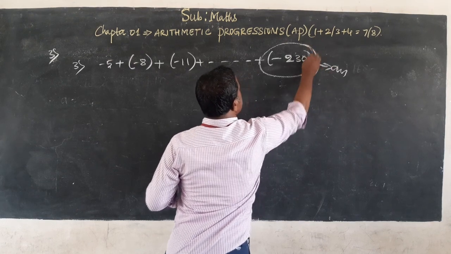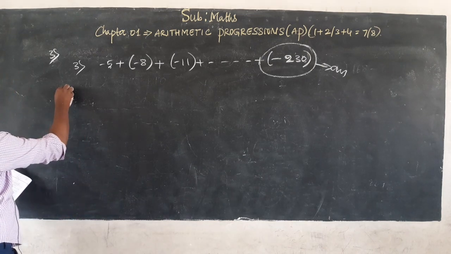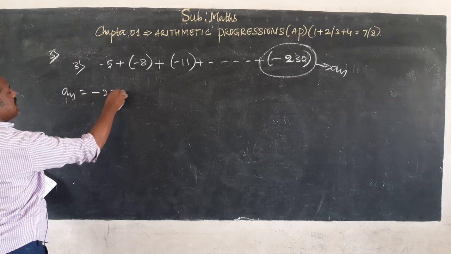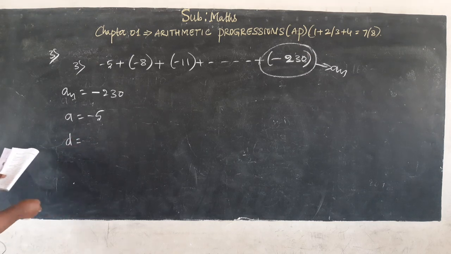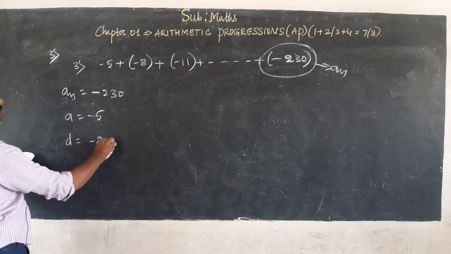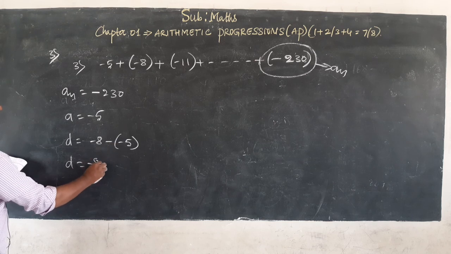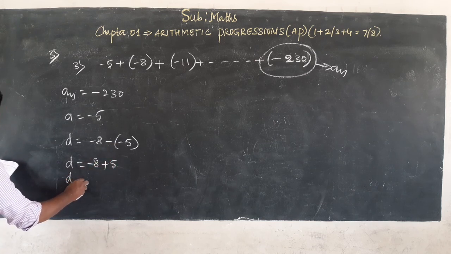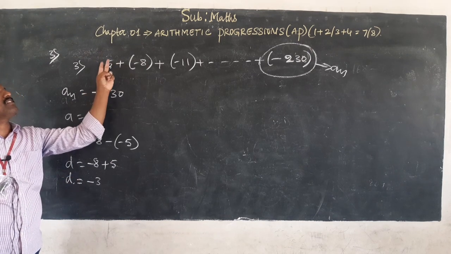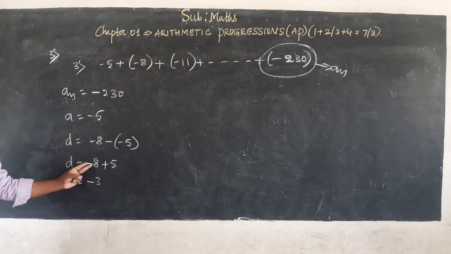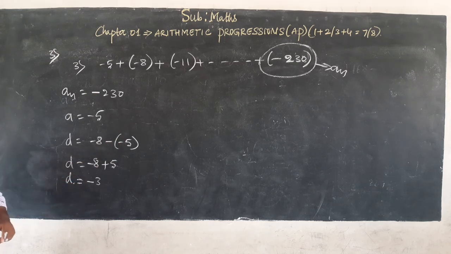An. Understand? Now tell me, what is the value of an? Minus 230. What is the value of a? Minus 5. What is the value of second term? Minus 8. Minus of minus 5. The value of d equals minus 8 minus into minus plus 5. The value of d is minus 3. Second term minus first term. Second term is minus 8, minus of first term is minus 5. So the value of d is minus 3.